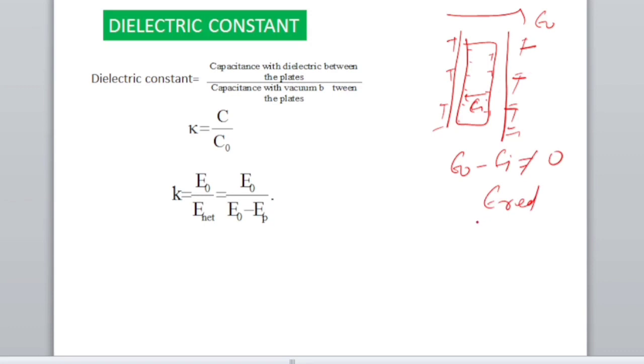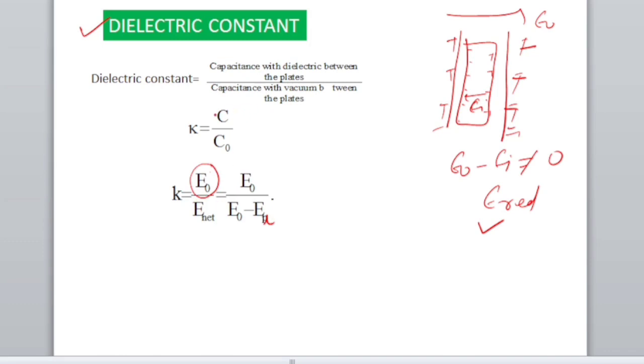How much it reduces the electric field is represented by a quantity called the dielectric constant. It is equal to E naught by E net. E naught is the external electric field, and E net is the reduced electric field, given by E naught minus EI, right?